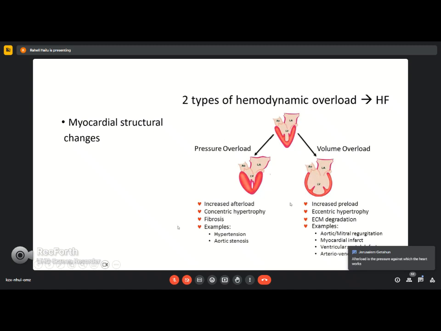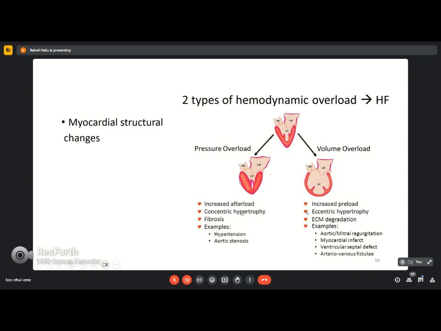Whenever there is a pressure overload, that is increased afterload, the response is concentric hypertrophy. When there is an increased preload, that is filling to accept more blood, it undergoes eccentric hypertrophy. Both of them are compensatory mechanisms.